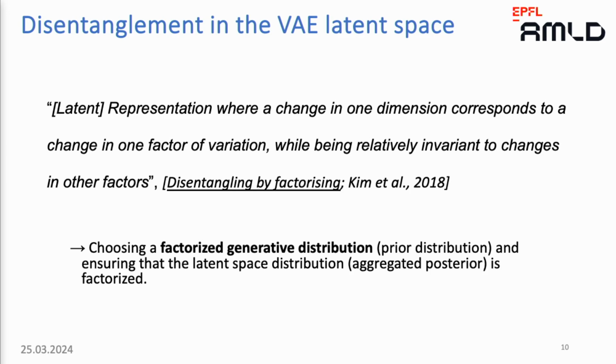But in all of the papers I've read, it can be achieved by choosing a factorized generative distribution. So for my prior distribution, I have to have a specific shape with independent marginals, so that the distribution of the observed trajectories within my latent space is factorized as well.